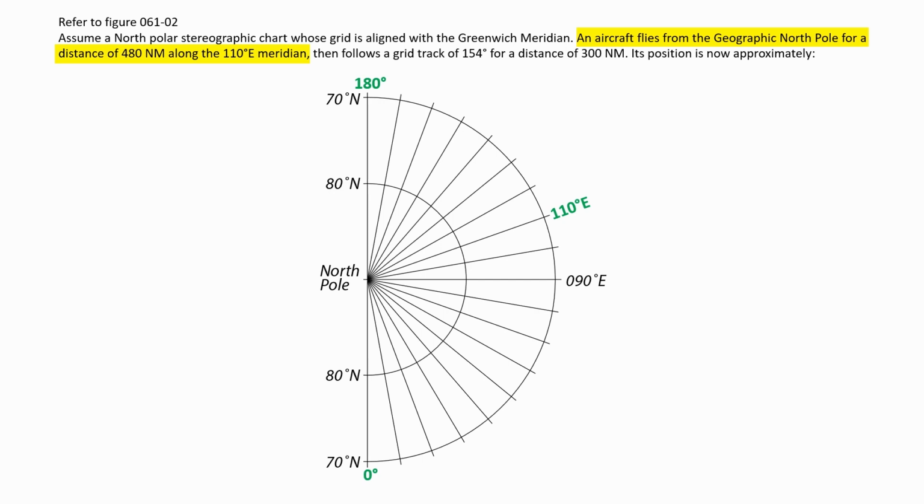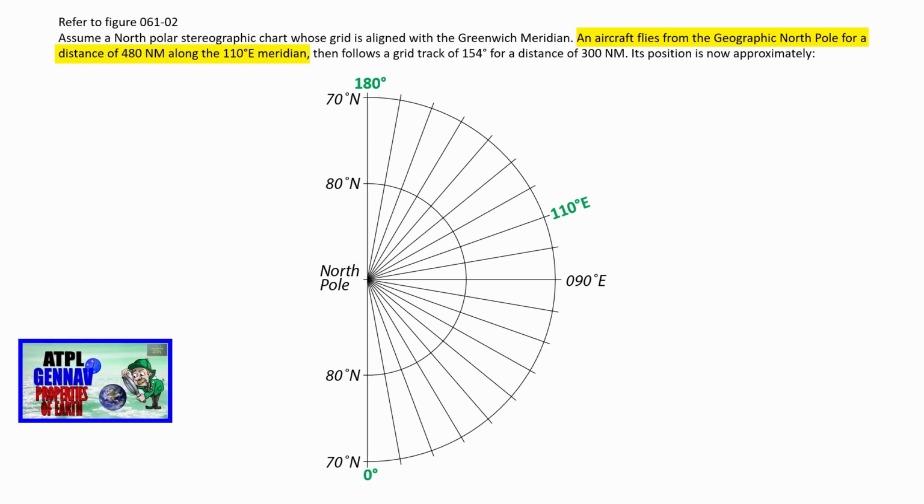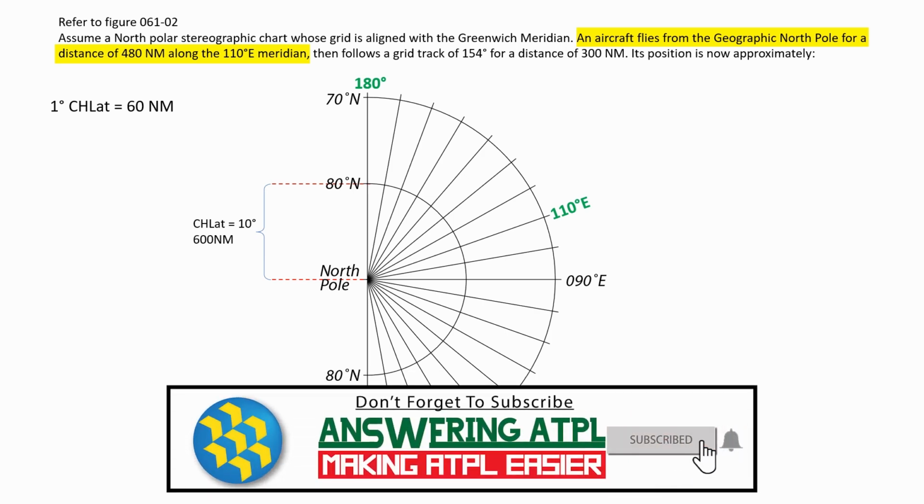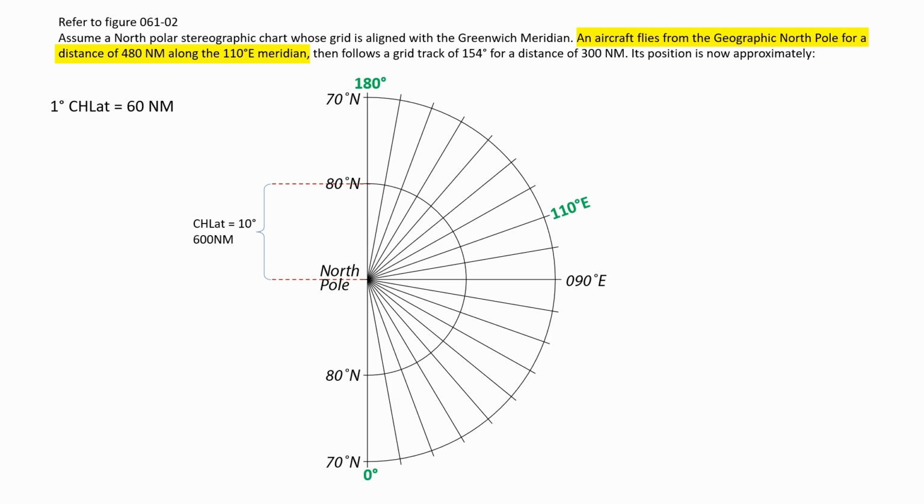Next, we need to find how long is 480 nautical miles on the chart. To solve this, we need to recall a fact that I stated in my previous video titled Properties of the Earth. Link to the video is available in the description. 1 degree change in latitude is equal to 60 nautical miles. From the North Pole to 80° north latitude, the latitude change is 10 degrees, which is equivalent to 600 nautical miles. To utilize this information, we need to physically measure the distance between North Pole to 80° north on the chart using a ruler.